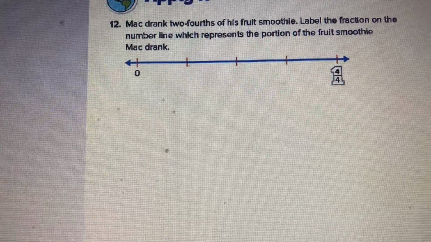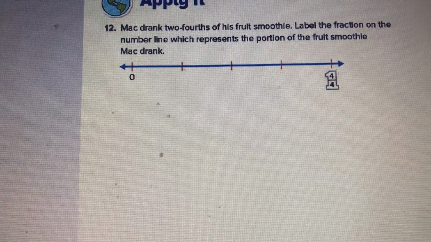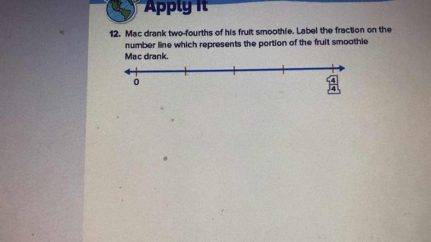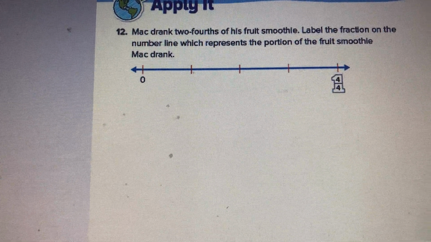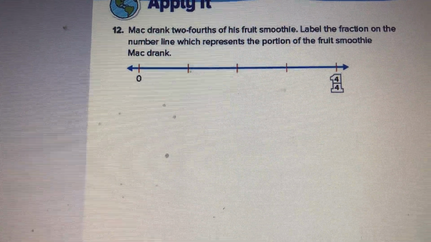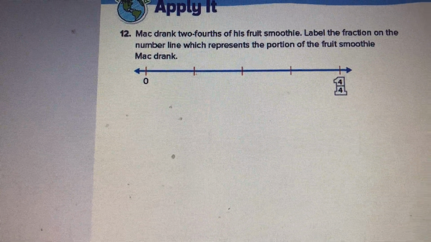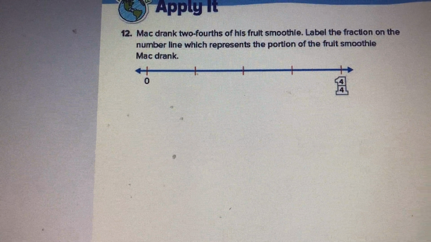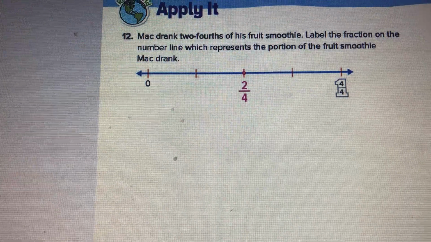Okay. Matt drank 2/4 of his fruit smoothie. Label the fraction on the number line which represents the portion of the fruit smoothie Matt drank. Find 2/4 and label that. Very good.